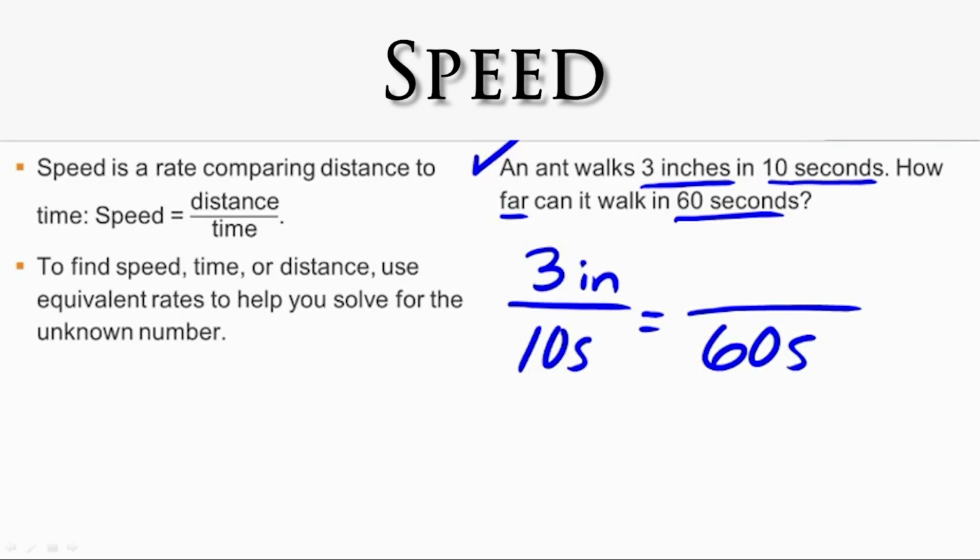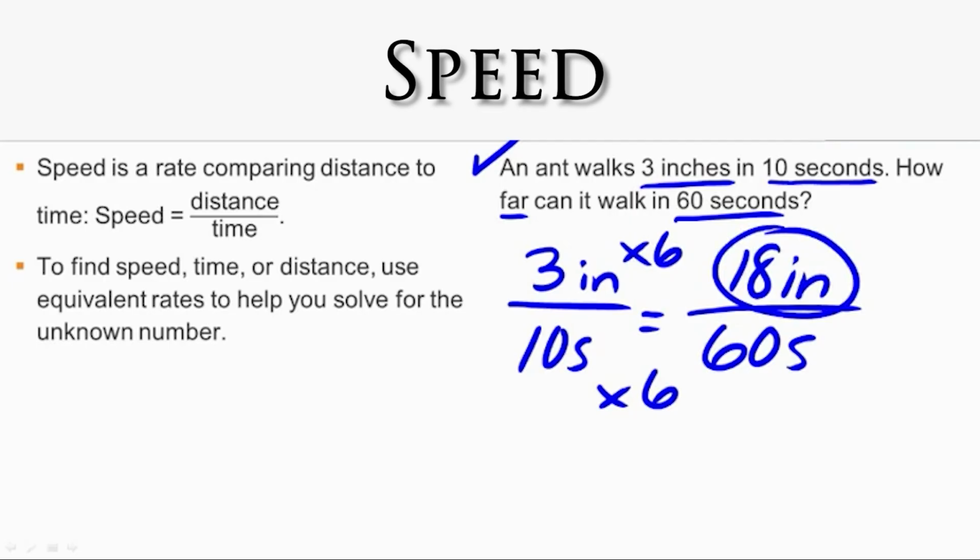Now we're ready to solve for the unknown. How did we get from 10 seconds to 60? Well, we multiplied by 6. And in order to keep the ratios equivalent, whatever we multiply the bottom by, we multiply the top by. So we're also going to multiply the top by 6. So 3 times 6 is 18. That's 18 inches. So what does this tell us? It tells us that the ant can walk 18 inches in 60 seconds.